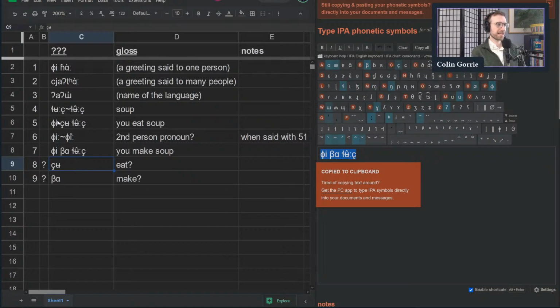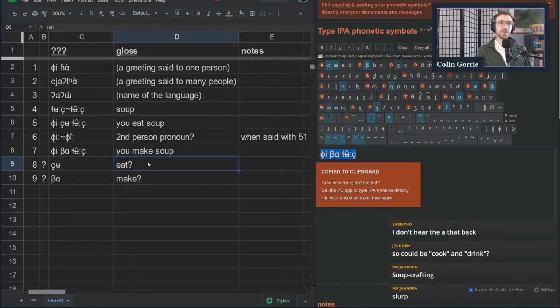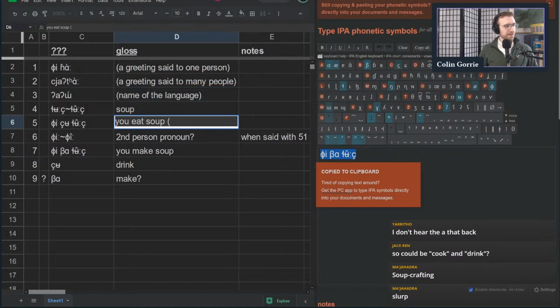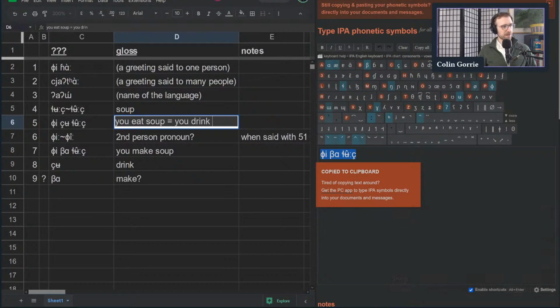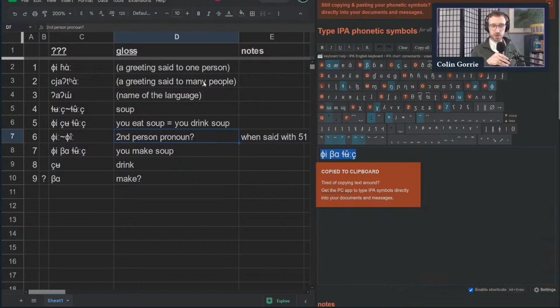So is this the same word in utterance 5, you eat soup? Yes. Okay. And you can say that on its own, but it means something else. Interesting. What does it mean? Drink. Interesting. Okay, so now this has been said, so we can enter it in as a data point. So you eat soup, but literally you drink soup. And that makes a certain amount of sense. Soup isn't really a food. Huh. Wait a minute.